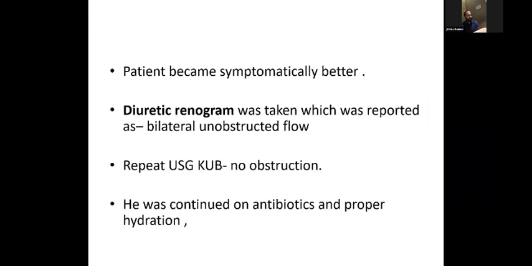With the empirical antibiotic therapy, in a couple of days, he became symptomatically better. His hydration was closely monitored, and his creatinine values were also slightly coming down. However, on the background of the obstruction, we wanted to know whether it was significant or not before proceeding with the intervention. So we went ahead with the diuretic renogram, and this was reported to have bilateral unobstructed flow. Slow continuous drainage was noted, and repeat ultrasonography also showed no evidence of obstruction. Thereafter, he was continued on the antibiotics with proper hydration and close monitoring of his renal functions.